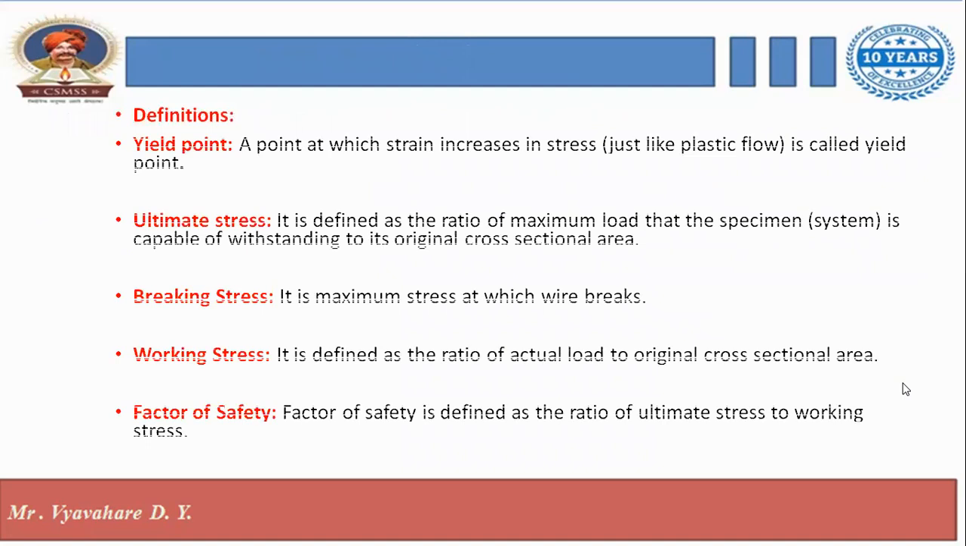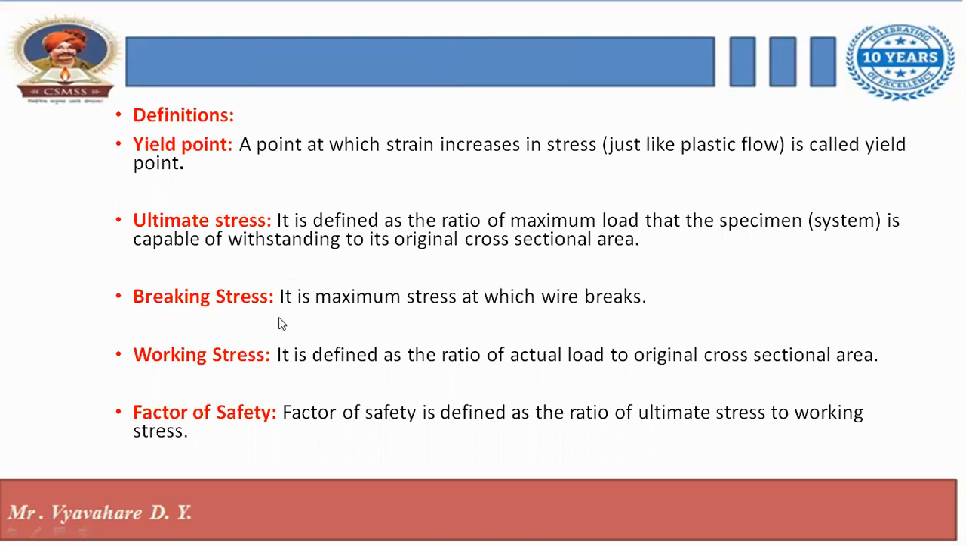Next, some important definitions. First, yield point. A point at which strain increases without increase in stress and the plastic flow just begins is called the yield point. Ultimate stress is defined as the ratio of the maximum load that the specimen is capable of withstanding to its original cross-sectional area. That's called ultimate stress.